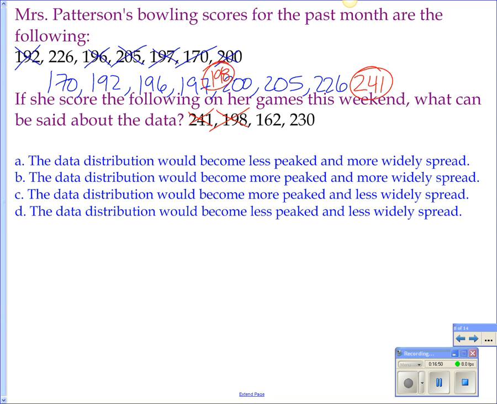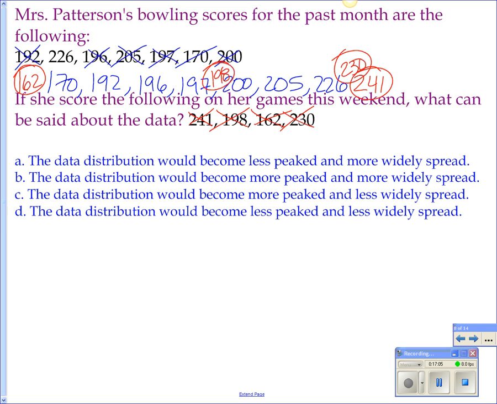All right, what about 162? Where would that go? And circle it so you know it's a new one. And then 230 would go here.